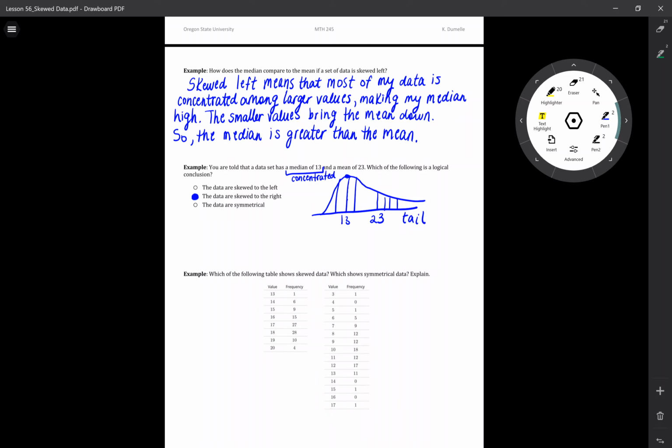Well, I see here in this first one that the bulk of my data is here. And then I have a few really small values here. So if I were to plot this now, the bulk of my data is around 17 and 18. And then I have a few really small values here. So because the bulk of the data is at one side of the data set, this means that it is skewed. And in this case, it is skewed left, since I have a left tail.